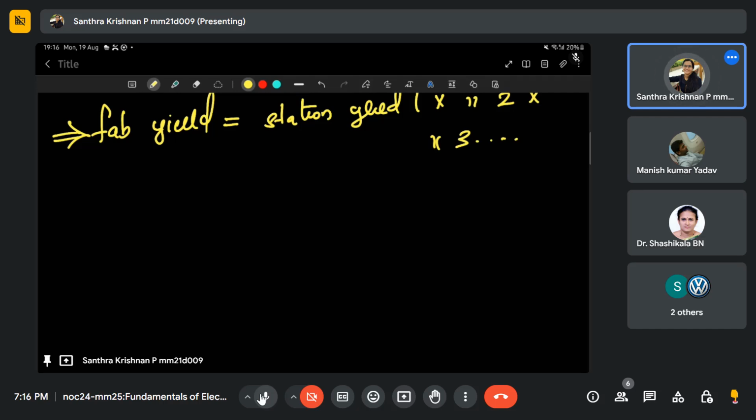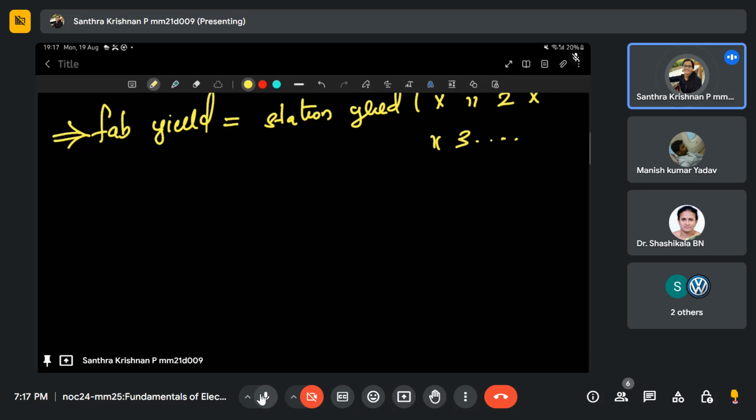So there are these three types of yield, then fabrication yield. So what are the factors affecting fabrication yield? Number of processing steps, wafer breakage and warping, process variation, process defects, chemical, and mask defects, all these things.